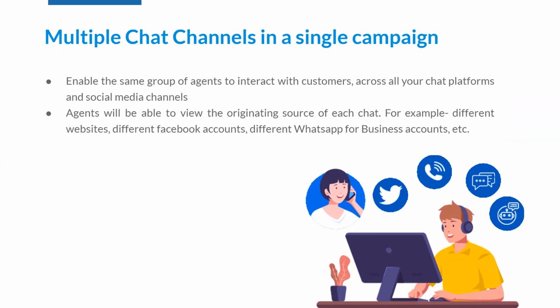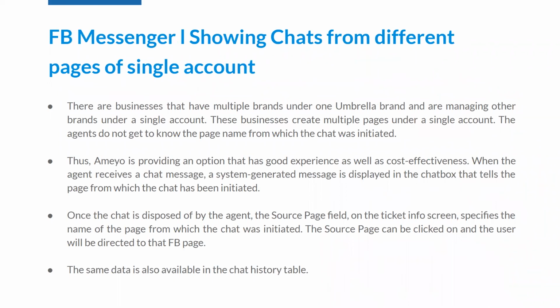Okay, so this feature basically allows you to configure multiple sources of chat inside a single campaign, right? So even if you want to configure multiple Facebook accounts or multiple WhatsApp numbers, for example, now this can be done in a single campaign, so that the same set of agents can answer queries coming in from all your sources, right? So for example, if you have two Facebook accounts, now remember, this is different from the previous story where I was talking about multiple pages of a particular single Facebook account.